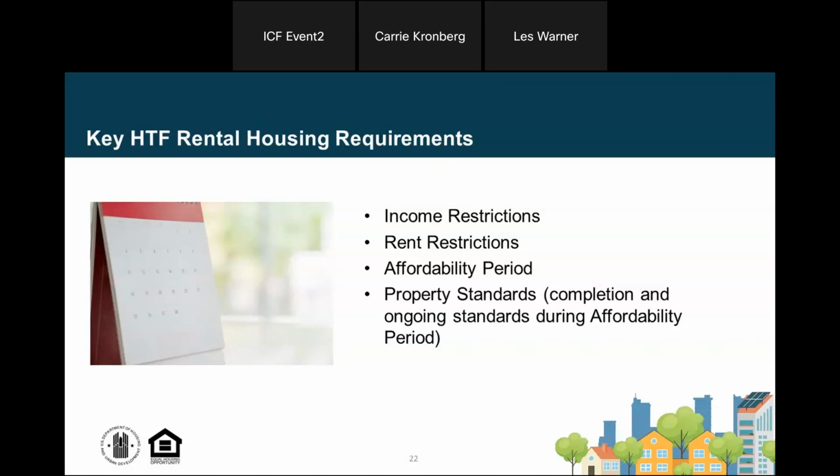So for the rent restrictions, that's something that's published by HUD on an annual basis. So HUD's going to set what those maximum rent standards are to ensure the affordability on that. And those rent standards are going to be based on the number of bedrooms. So a different rate for a 2-bedroom versus a 3-bedroom unit.